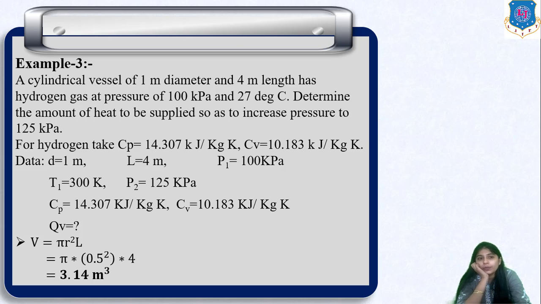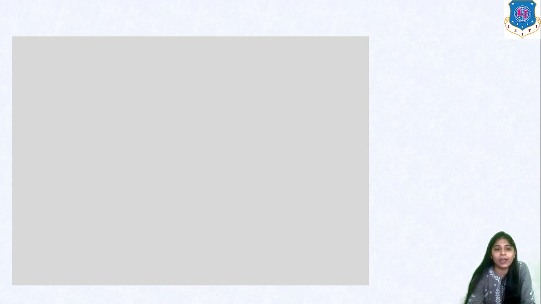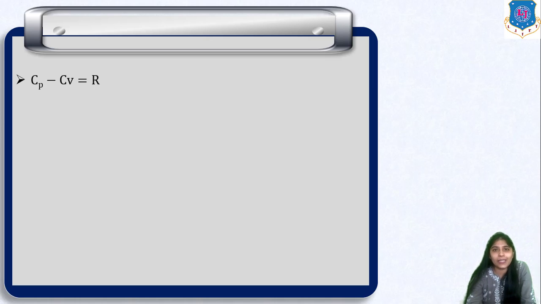We know that the volume of the cylinder is pi r square L. The diameter is 1 meter, so the radius will be 0.5 meter. The length is given as 4 meter. So the volume of the cylinder will be 3.14 meter cube. Now we know that Cp minus Cv is equal to R, and we have the value of Cp as well as Cv. Substituting both values, we get R as 4.124 kilojoule per kg Kelvin.